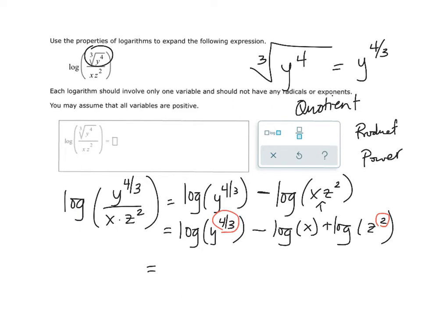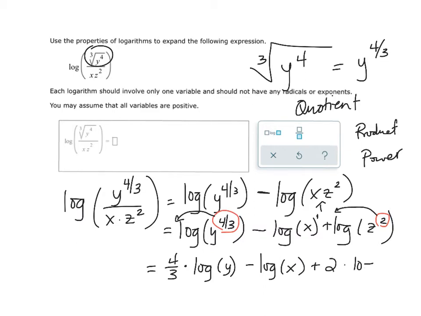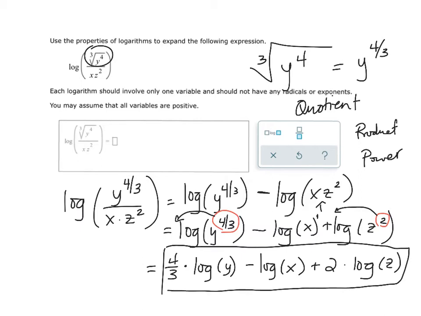The power rule just says we can take that exponent and bring it in front. So 4/3 times log of y, minus, this is a 1 here, the exponent is technically a 1, so that's not going to change anything. And then this 2 will also come in front of this log, 2 times log of z. And this would be your answer. So this is how we expand logarithms. This is something that will take some practice, but you guys have problems to practice on.